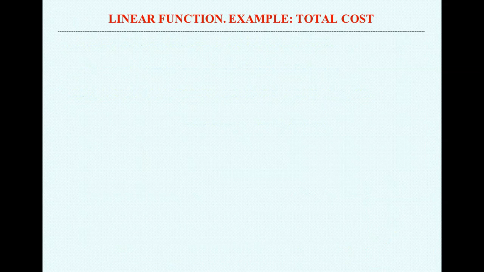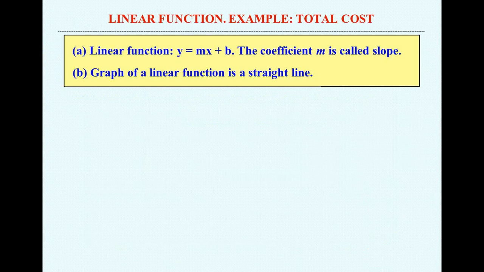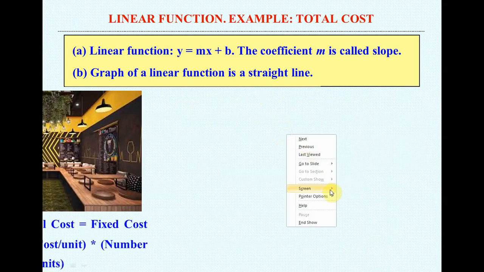The function we introduced already at high school, so I will not repeat it here. We will focus on economic functions. Firstly, the simplest one, the linear function. The linear function, I can recall, we have 2 points. First, the form y equals mx plus b, where the number m is called the slope. And second, the graph of a linear function is a straight line.